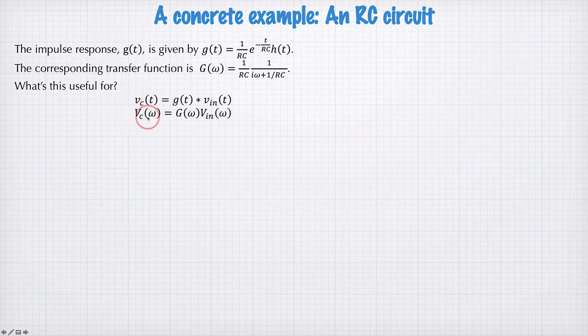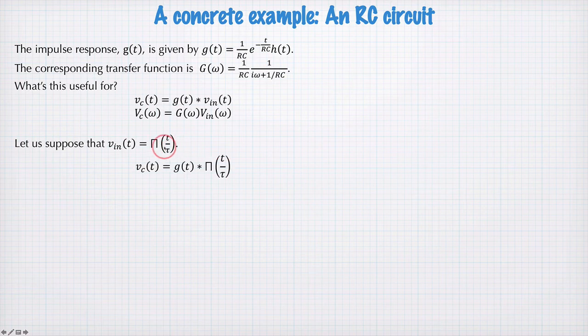In the frequency domain, then it's just the Fourier transform of the output is equal to the product of the transfer function and the Fourier transform of the input. So let's take an example. Let's imagine our driving voltage now is a square wave with some width tau. So the output voltage, the voltage across the capacitor, we can write as g of t, which is given by this equation here, convolved with our square wave.